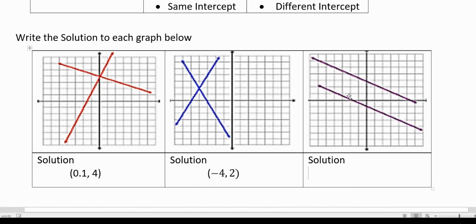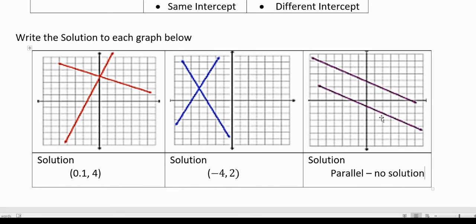And the third one, we have two lines, and we have to be able to tell if they're parallel. So in this case, they look pretty parallel. Now, the one thing to remember is if they are not parallel, then we just have to say there is a solution, but we can't tell what it is. It's off the grid. But in this case, we look at it, parallel lines, no solution.